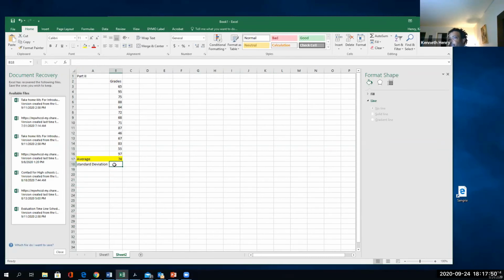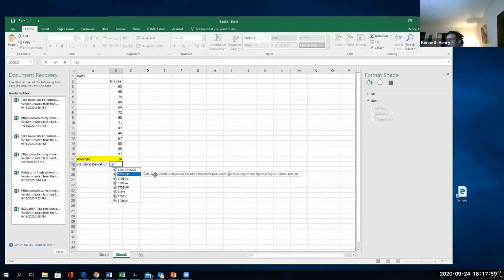So then what I would do, hit equal again. And if I hit ST, this here, it actually tells you what it is. It says, calculate the standard deviation based on the population given as arguments. Or I can calculate the standard deviation based upon a sample. In that case, a population would be like everything. A sample would be just a small subset.